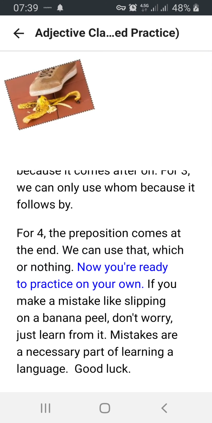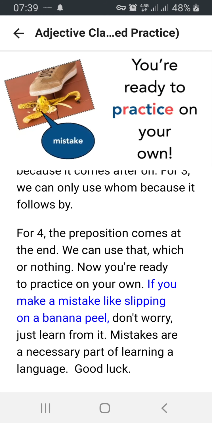Okay, now you're ready to practice on your own. If you make a mistake, like slipping on a banana peel, don't worry. Just learn from it. Mistakes are a necessary part of learning a language. Good luck!